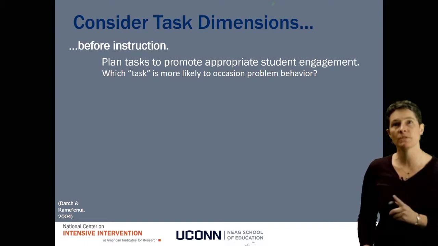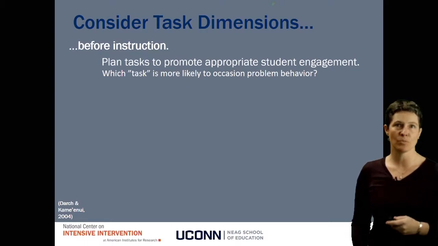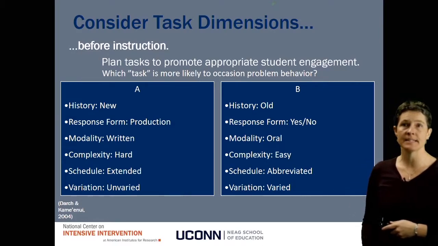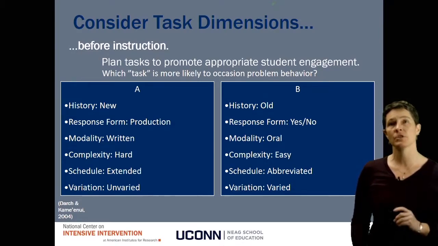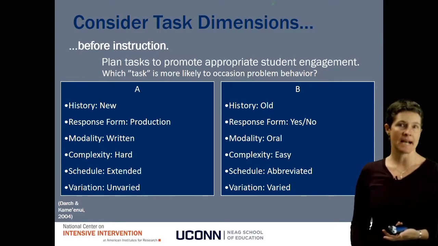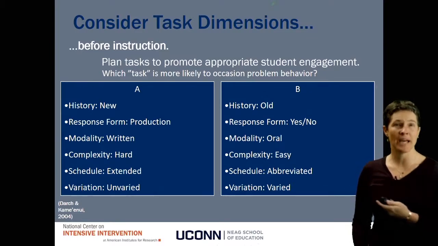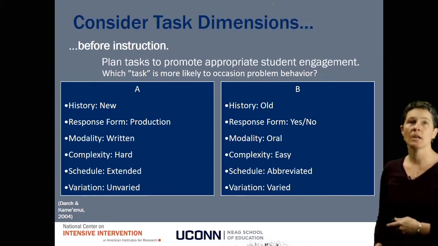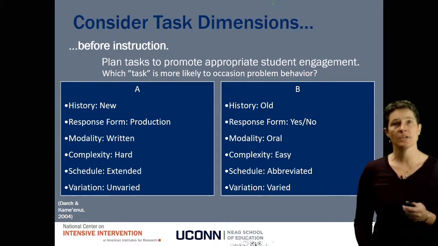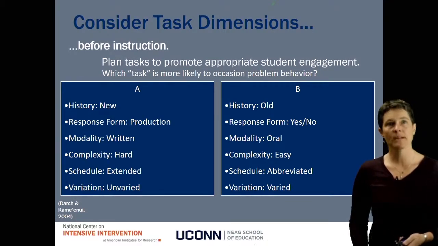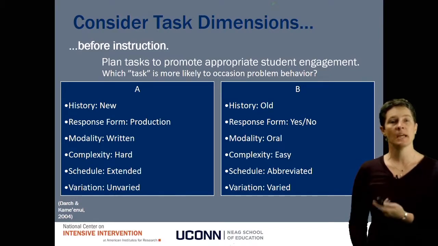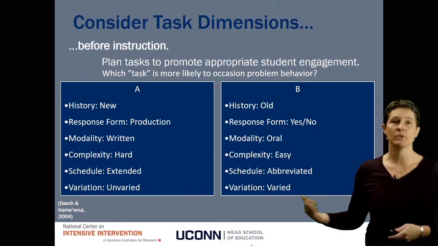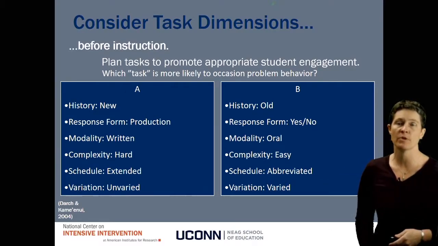So think about this. Which of these tasks is more likely to occasion problem behavior? Task A, where it's a brand new task that the kid has never seen before. They have to produce an answer in written form. It's a complex task that takes them a long time to do, and you've been doing this exact same kind of task all day long. Versus task B, where this is something they've seen before. They can answer yes, no. They can do that orally. It's relatively easy for them. It's quick, obviously, and it's different than what you just did before. Now, these are two pretty extreme examples, but which one of these is more likely to set kids up for problem behavior?